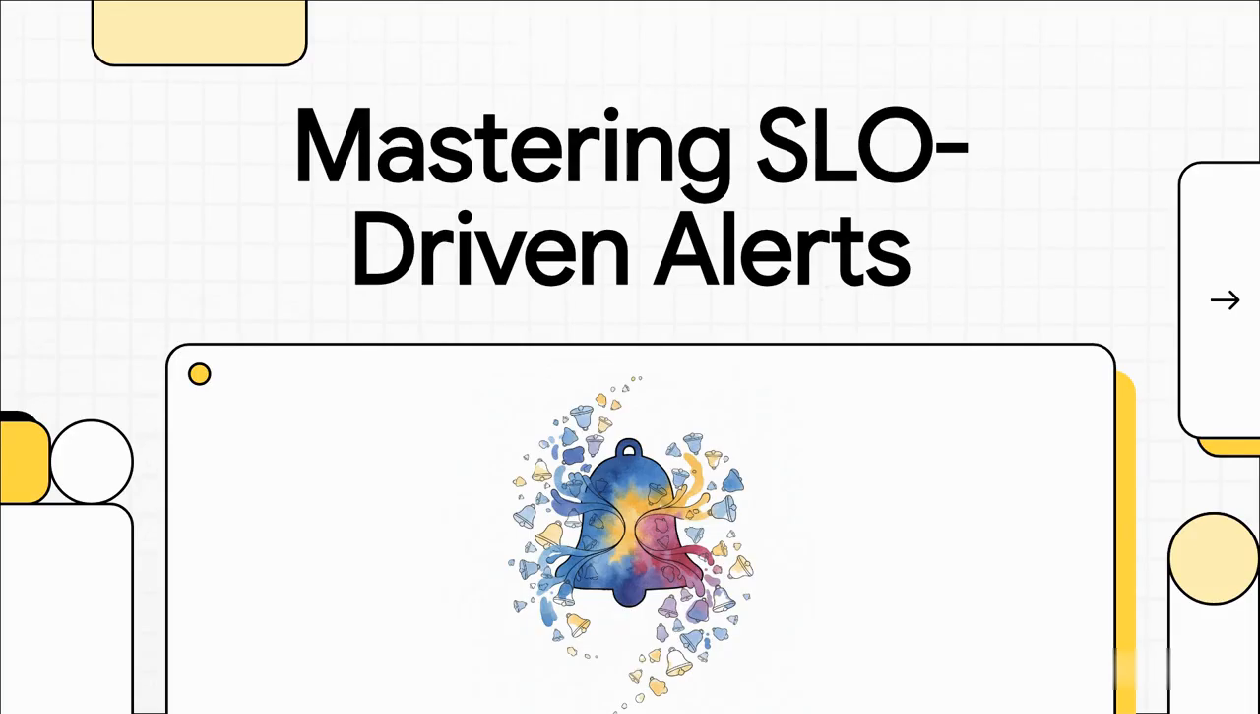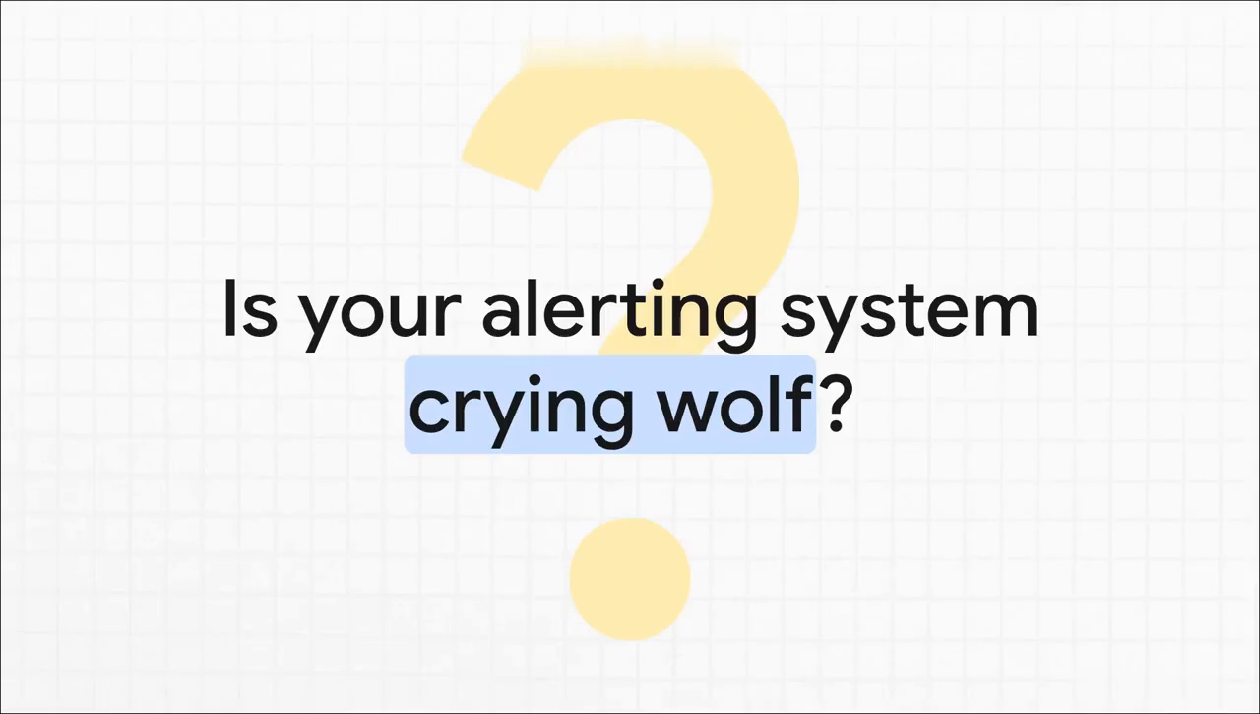Let's get into it. So, let me ask you a question. Have you ever been woken up at 3 a.m. by some frantic page, only to find out it was just a temporary glitch that already fixed itself? An alert that screamed emergency, but in reality had zero impact on your actual users? Yeah, if your alerting system is constantly crying wolf, you are definitely not alone, and we're here to fix that.